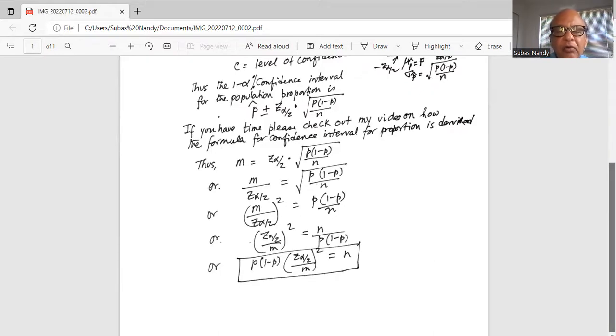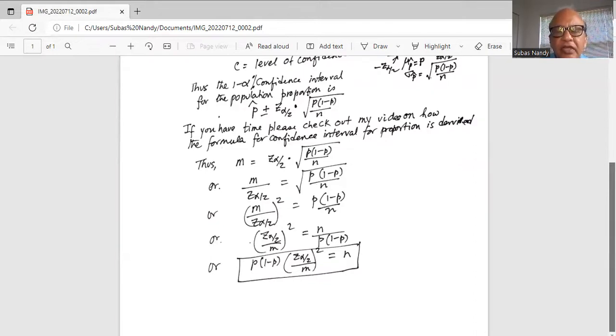That is the formula for the minimum sample size necessary, given level of confidence is equal to 1 minus alpha. M is the margin of error that will be also given, and P is the population proportion. If we do not know the population proportion beforehand, the usual convention is to use P equal to 0.5. So 1 minus P is also equal to 0.5.